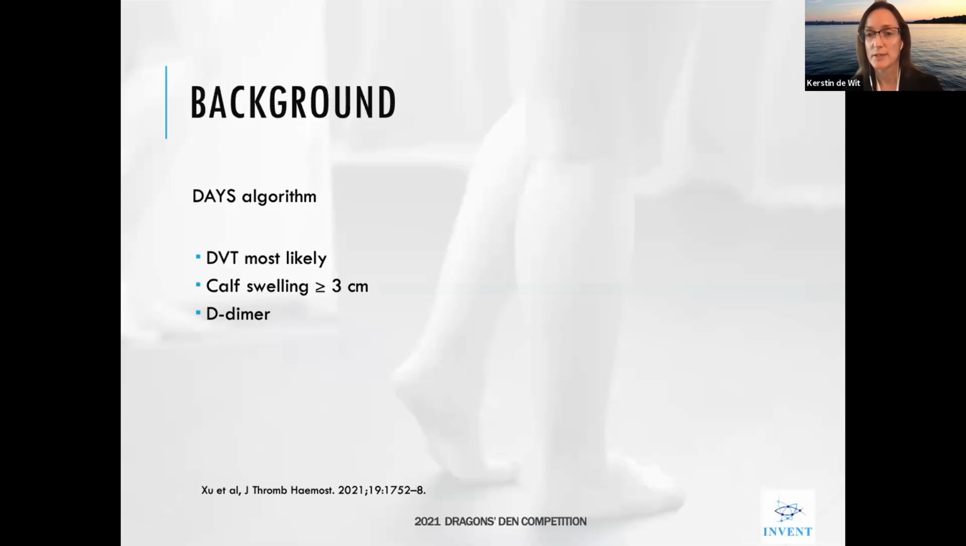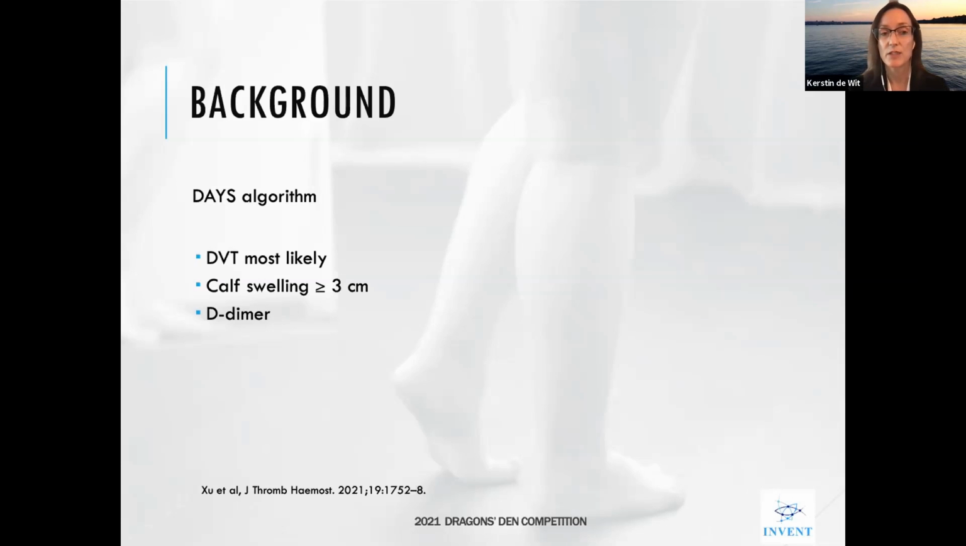Using this information, we derived a new simple decision tool for deep vein thrombosis testing. We used individual patient data from 4 previous diagnostic deep vein thrombosis studies, and we modeled this new decision tool on the YEARS decision tool for pulmonary embolism testing. Because it's modeled on the YEARS, we called it the DAYS algorithm for deep vein thrombosis testing.